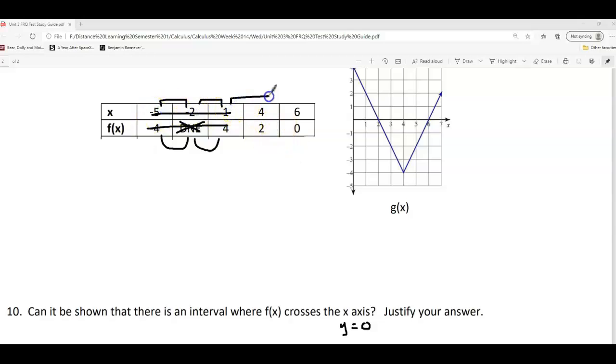Let's try from 1 to 4. If I go from 4 to 2, does y have to equal 0? Nah, it doesn't. No good. How about from 4 to 6? From there to there, I'm going from 2 to 0. So can it be shown there's an interval where f of x crosses the x-axis? Well, that's almost a silly question because the answer is right there. Yes, it does touch the x-axis somewhere.